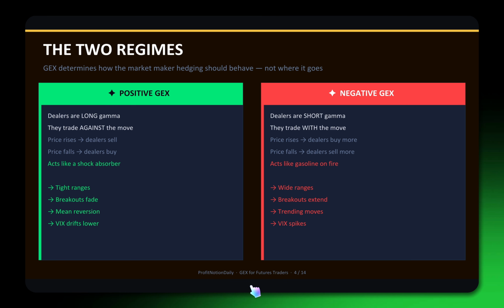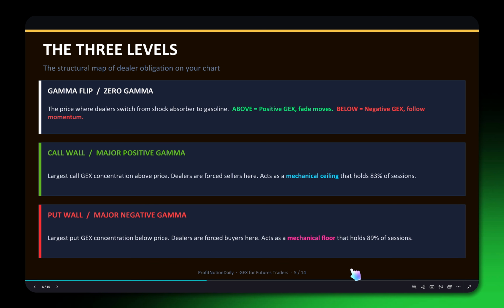I size more in negative GEX, but I have tighter stops. I size smaller in positive GEX, but I have wider stops. And so that's kind of how I leverage the regimes in my trading. So there's three concepts for levels in GEX that you have to keep in mind.